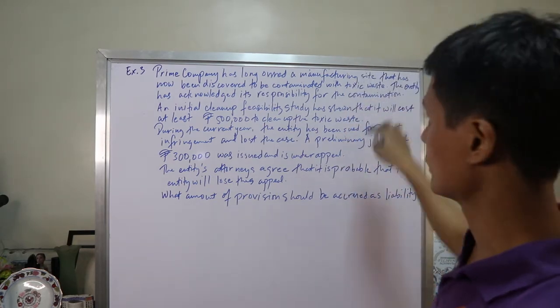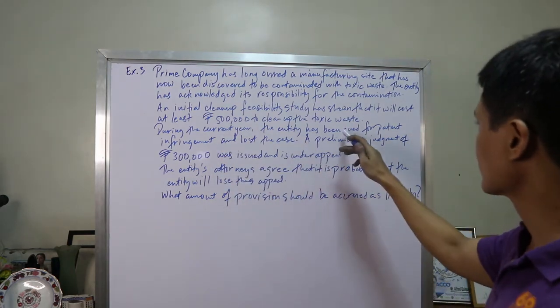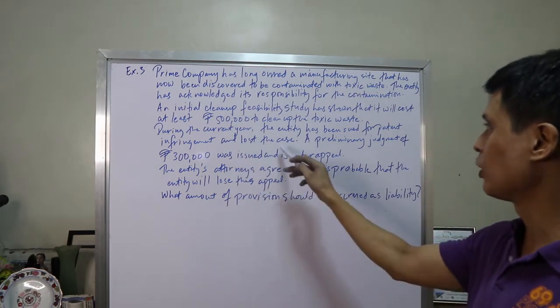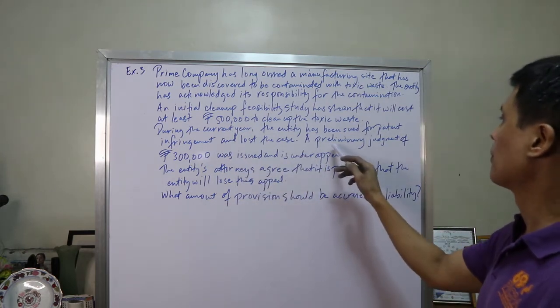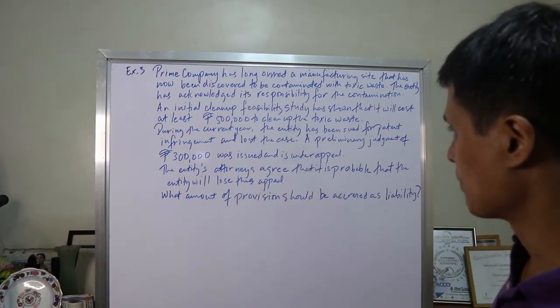So the entity has now acknowledged its responsibility for the contamination. So meron silang malamang-lamang na liability doon. An initial cleanup feasibility study has shown that it will cost at least 500,000 to clean up the toxic waste. So ito yung first case nila. During the current year, the entity has been sued. May isa pa, for patent infringement and lost the case. A preliminary judgment of 300,000 was issued and is under appeal.